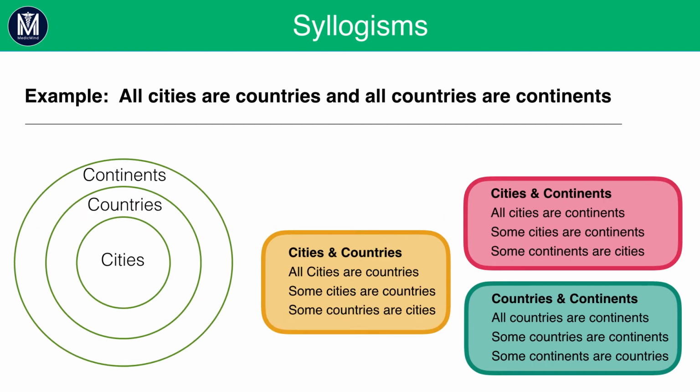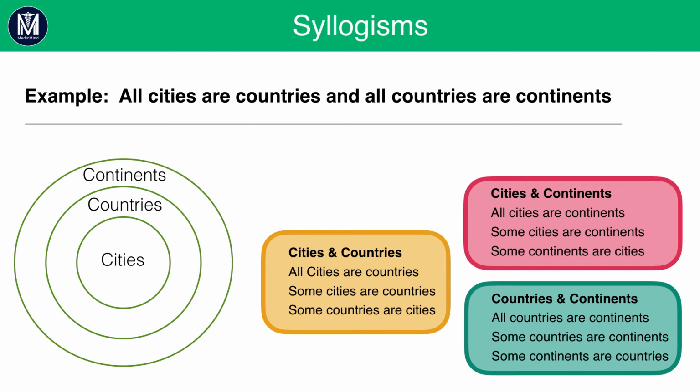All cities are countries, and all countries are continents. So now what can be deduced here? Between cities and countries, all cities are countries, some cities are countries, and some countries are cities. Between cities and continents, we can see that all cities are continents, some cities are continents, and some continents are cities. Between countries and continents, all countries are continents, some countries are continents, and by that same logic, some continents are countries.